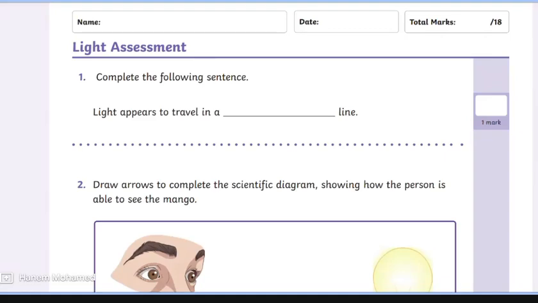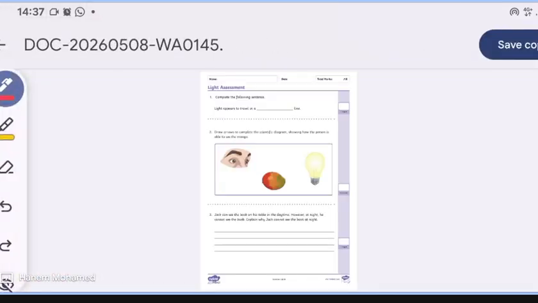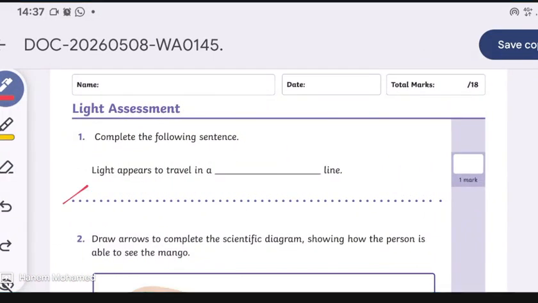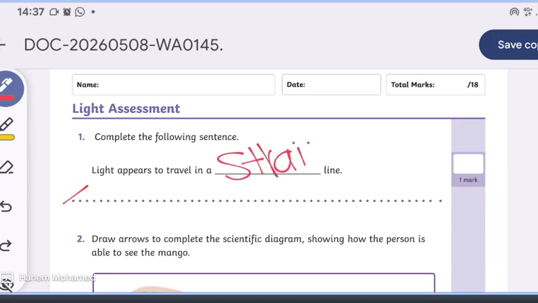Little sheet. We are going to answer the first one together. It's talking about light. So, the first question: Light appears to travel in a what line? Jannah? Of course, straight lines. You're supposed to say lines because, of course, light can move in lines.